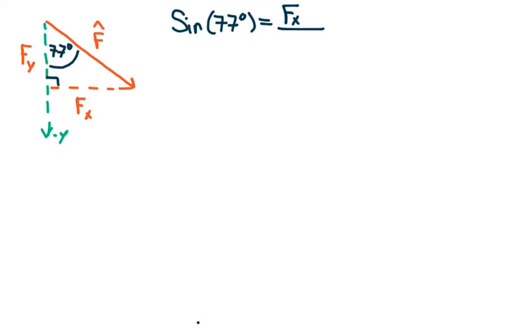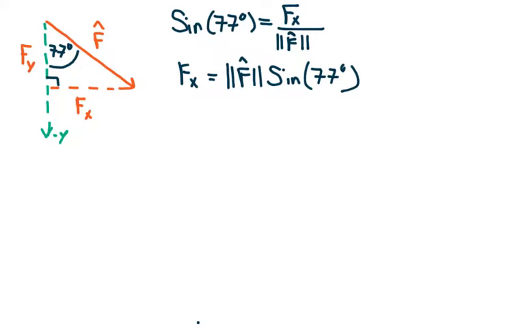Okay, so we don't know what that is. We do not know what the magnitude of the force is in this case. We don't know what that is, so we just have to leave it as a variable. But I can just rearrange this and solve for Fx, and we find that Fx is equal to the magnitude of the force that we're pushing this shopping cart with times sine of 77 degrees.